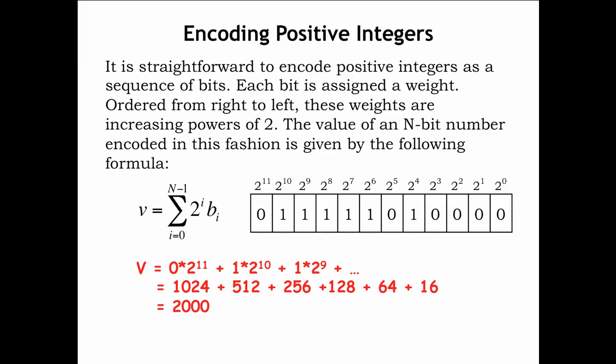Keeping only the non-zero terms and expanding the powers of 2 gives us the sum 1024 plus 512 plus 256 plus 128 plus 64 plus 16, which, expressed in base 10, sums to the number 2000. With this n-bit representation, the smallest number that can be represented is 0, when all the binary digits are 0. And the largest number is 2 to the n minus 1, when all the binary digits are 1.